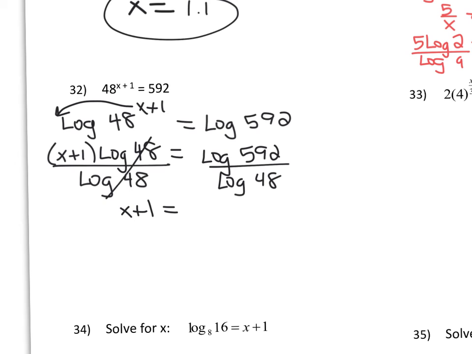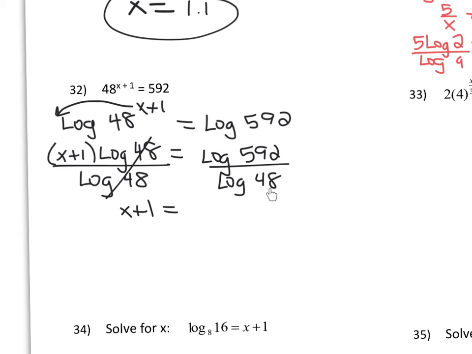Okay, now, I know in the last question I kept this as a fraction. I mean, technically you could if you want. I'm not going to here because this is not a fraction. So I'm going to plug this in my calculator, log of 592 divided by log of 48.